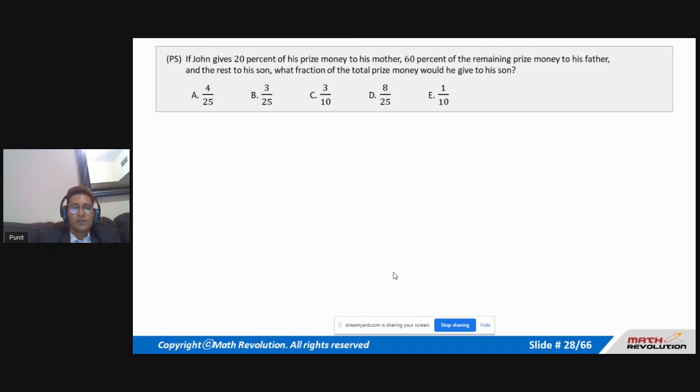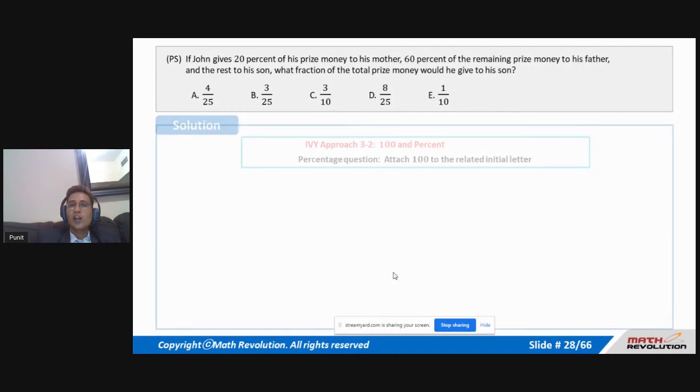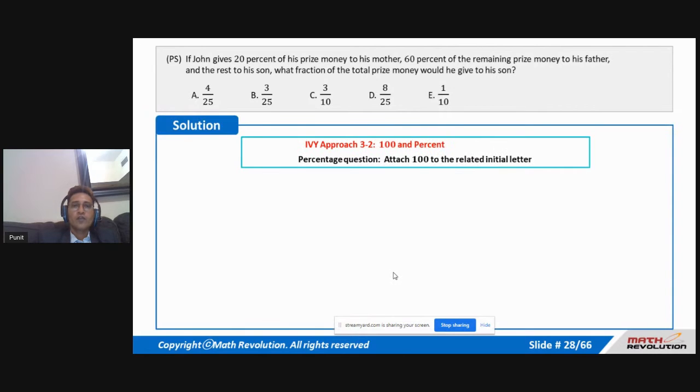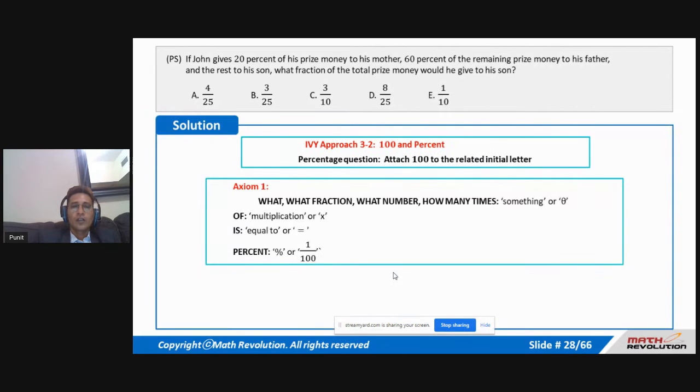If I take X, I'm gone. So I'll not go for it. I'll simply apply the IV approach for 100. Now, this is something, axiom 1, that I have been talking about since the start.